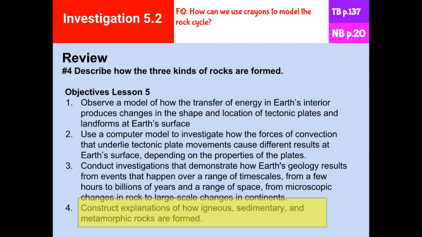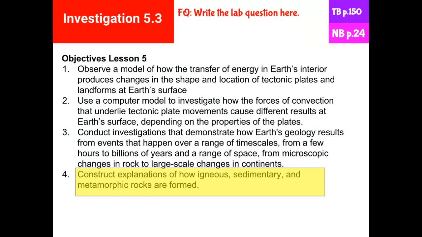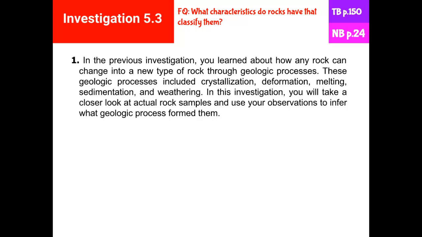Finally, we'll look back at the objectives, and for number 4, we'll describe how 3 kinds of rocks are formed. As we move on to investigation 5.3, we're going to be constructing explanations of how igneous, sedimentary, and metamorphic rocks are formed. Looking at number 1 here, in previous investigations, you learned about how rocks can change into a new type through geological processes. Those include things like crystallization, deformation, melting, sedimentation, and weathering.